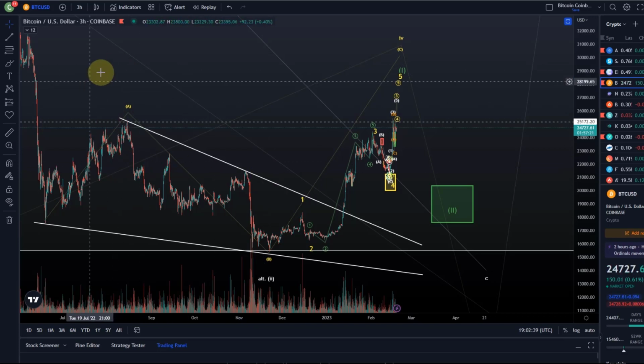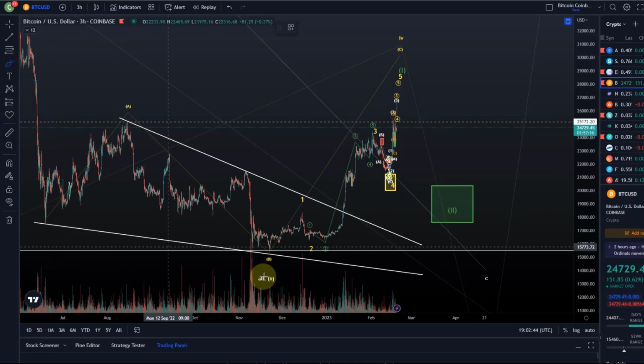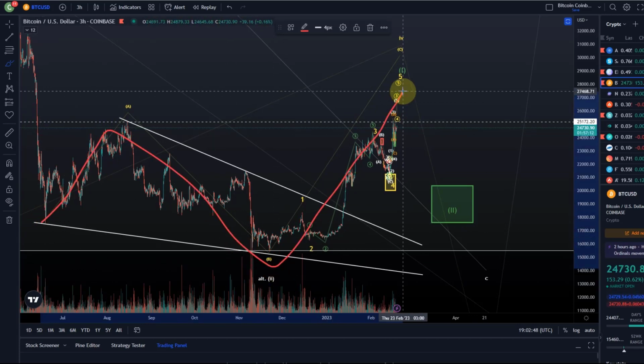Right, so let's first of all take a look at the movement since January. We had here this possible expanded flat pattern, ABC. That's still what I'm leaning to. So I'm still leaning towards the possibility of another low in Bitcoin.